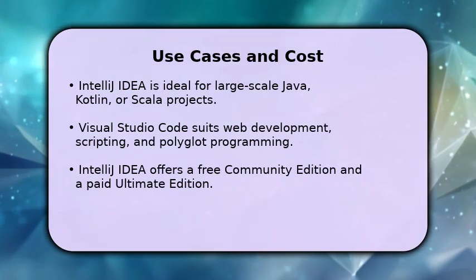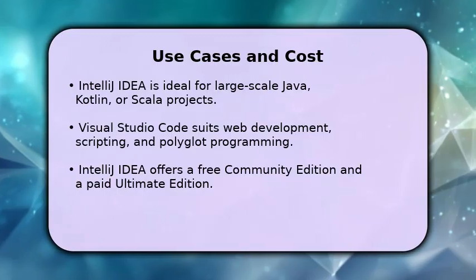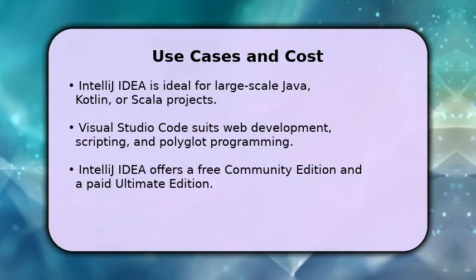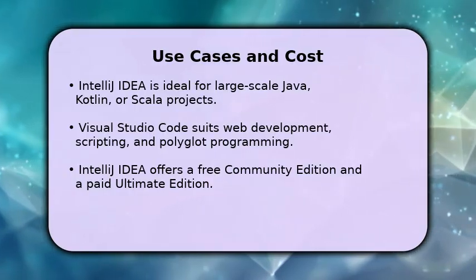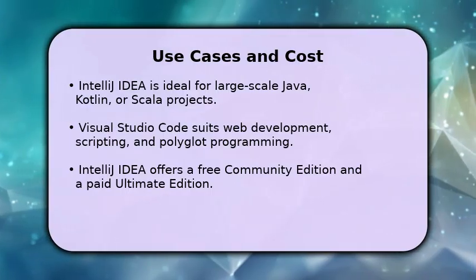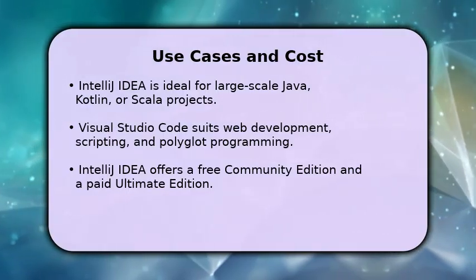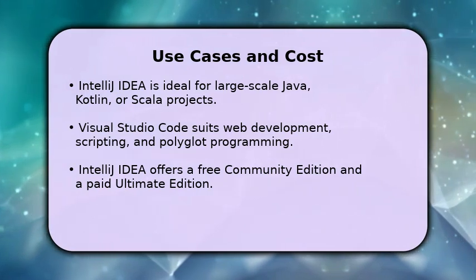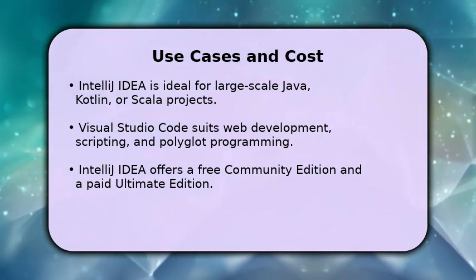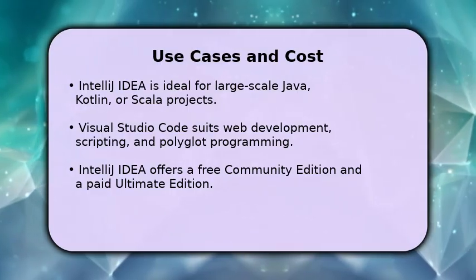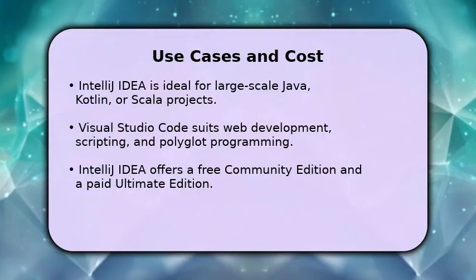IntelliJ IDEA is the go-to choice for serious enterprise-level Java, Kotlin, or Scala development, offering unparalleled productivity for these ecosystems. Visual Studio Code excels in web development, scripting, and for developers working across multiple languages, thanks to its flexibility. Regarding cost, VS Code is entirely free and open source, while IntelliJ IDEA provides a free community edition and a feature-rich paid Ultimate edition.